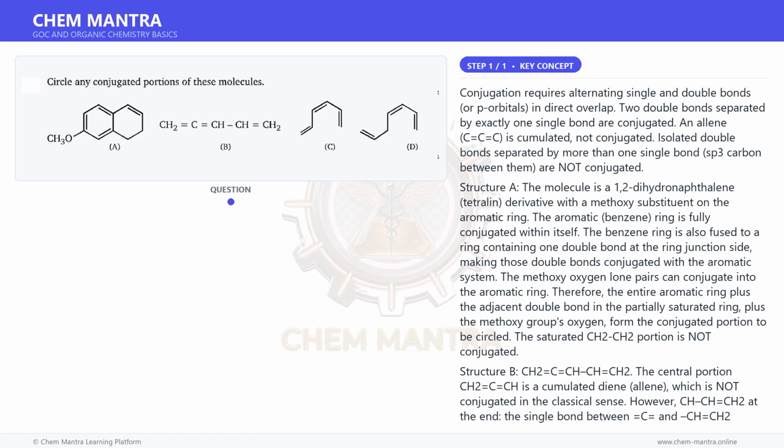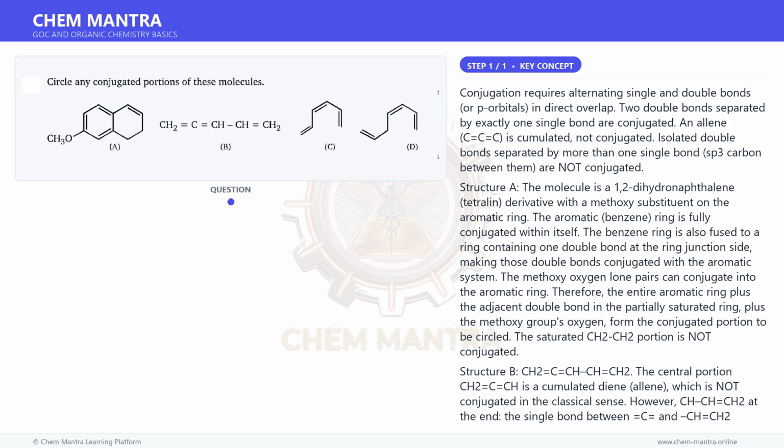The methoxy-oxygen lone pairs can conjugate into the aromatic ring. Therefore, the entire aromatic ring plus the adjacent double bond in the partially saturated ring plus the methoxy group's oxygen form the conjugated portion to be circled. The saturated CH2 portion is not conjugated.